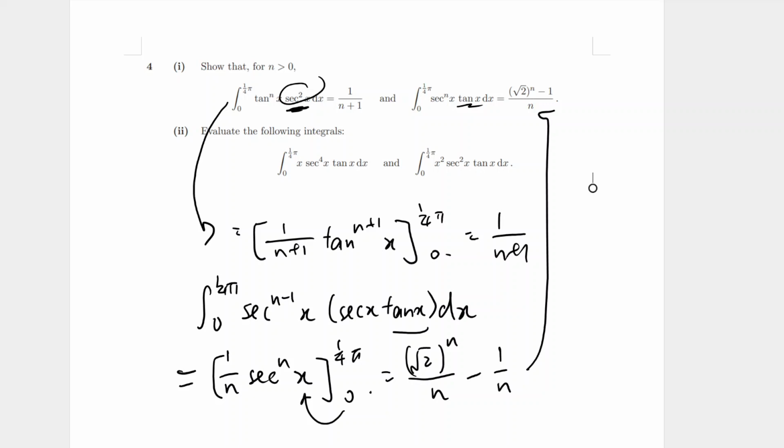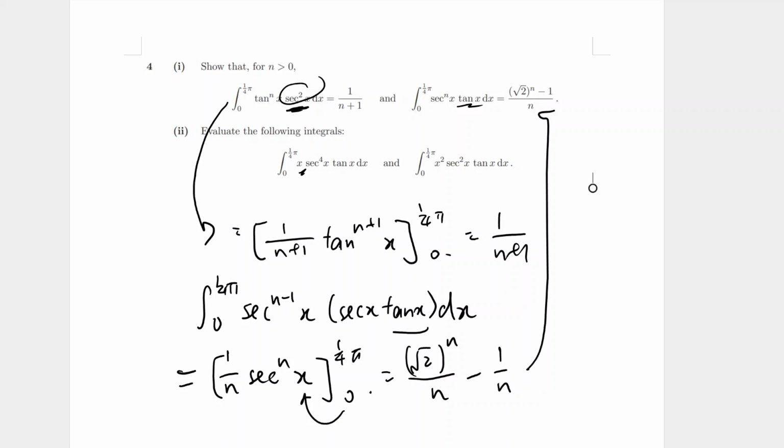Now let's look at the second part. Evaluate the following integrals from 0 to quarter pi, x times some sort of thing. What would our intuition be? I have some algebraic expression, which is the x, multiplied by some trig expression, which was literally part 1. Then the sensible thing to do is by parts, and you want to differentiate the x to get rid of it.